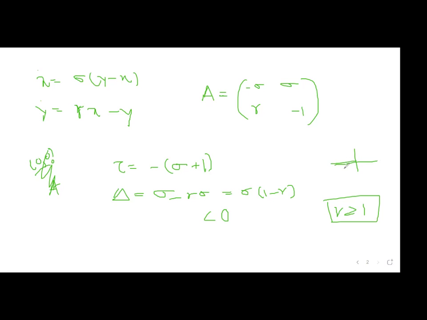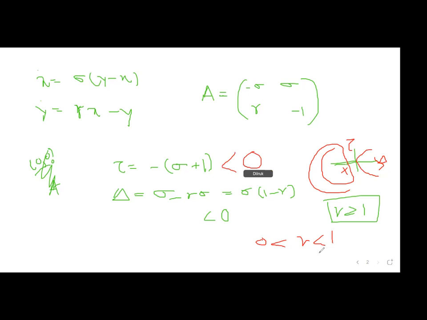But this saddle is quite different because we are dealing with three-dimensional space. Remember, this axis is delta, this is tau. So if delta is negative, this side gives you saddle points. So when r is less than 1, what can you say? There is only one fixed point. Tau is negative, right?